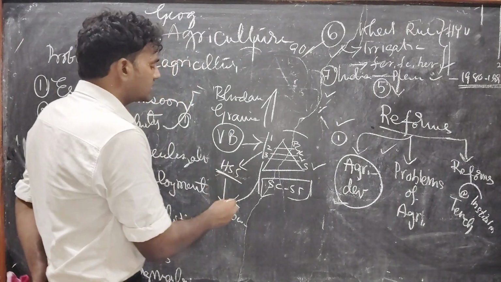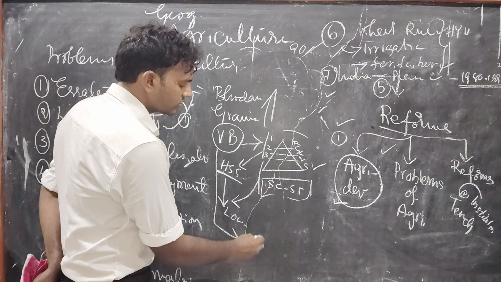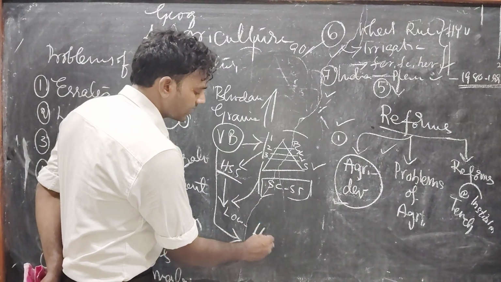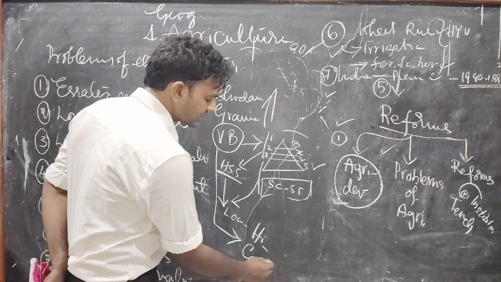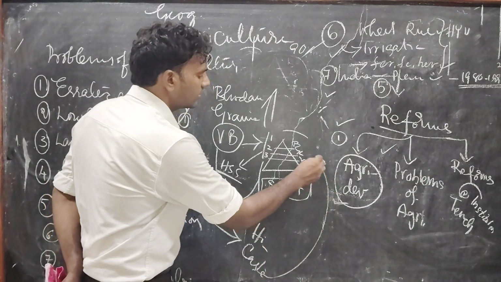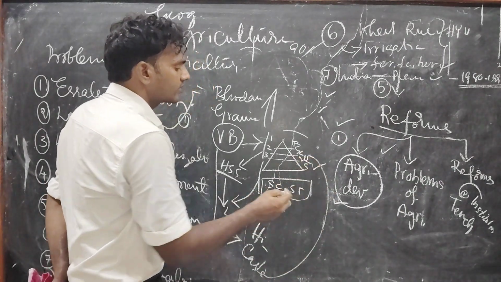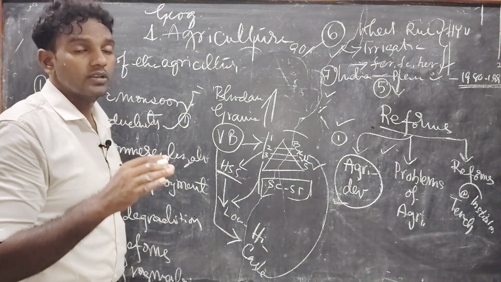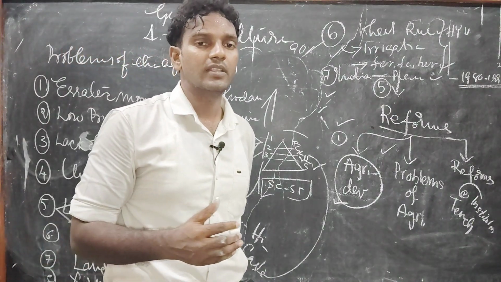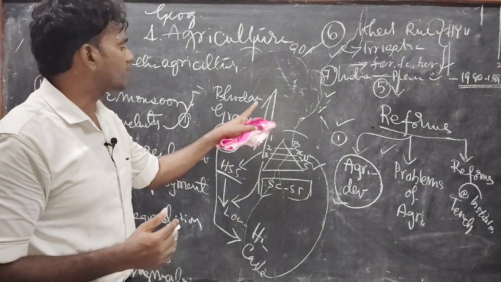So Gandhiji believes in Hinduism, particularly the caste system. He likes the caste system. Why? Because he belongs to the Vaishya community. So that's why he wanted to enjoy the caste system. That's why he likes Gram Swaraj.